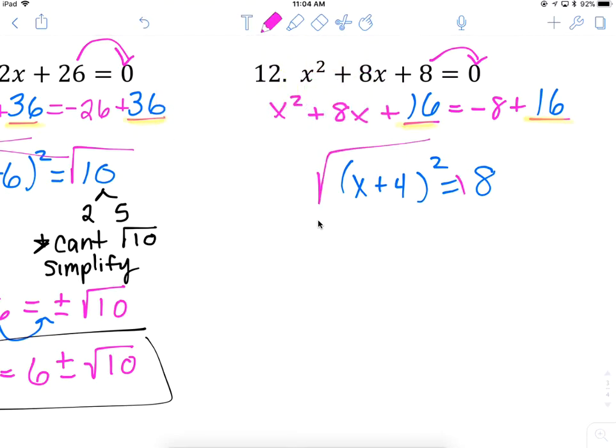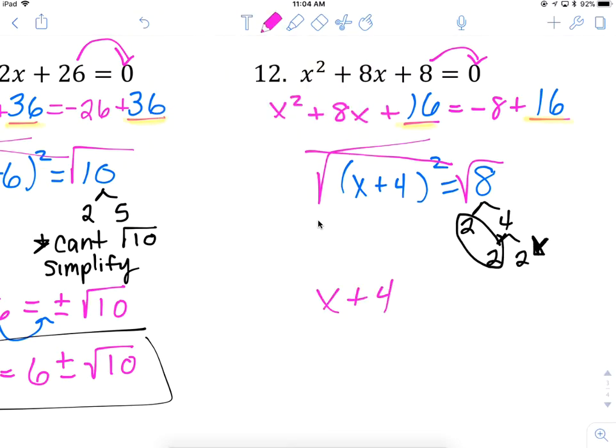I square root to get rid of that squared, and I notice that 8 is not a perfect square, so we got to simplify. 2 times 4, 2 times 2. If I look at that, I have one pair of 2's and one little single guy here. So when I write this out, it's going to have x plus 4, same thing as before, equals plus or minus. We have to have that after we take the square root step. But now we have a pair of 2's and a single 2. We are almost done with this question.